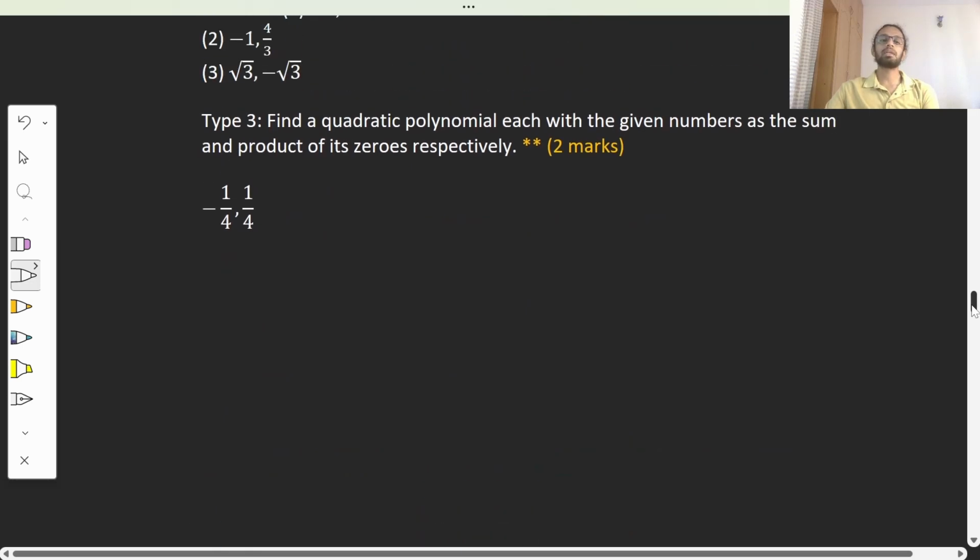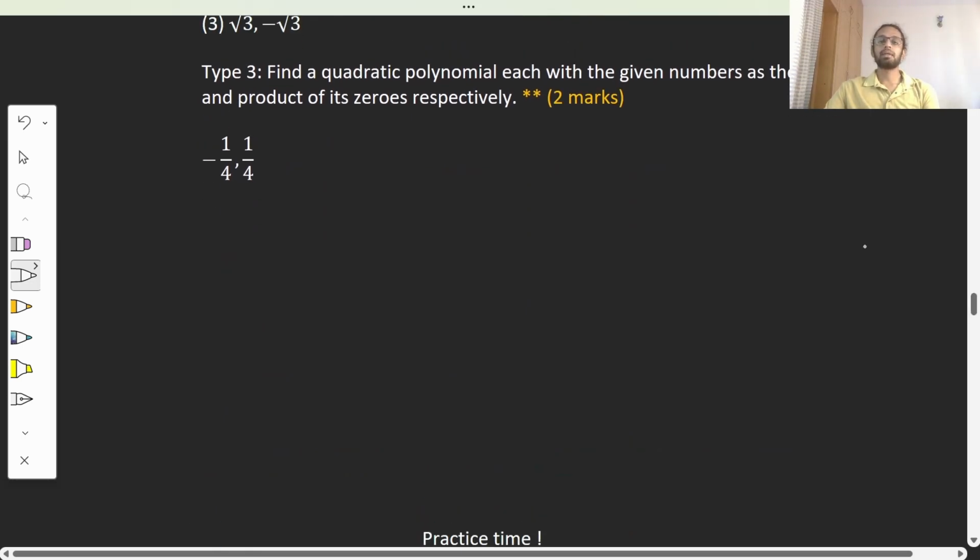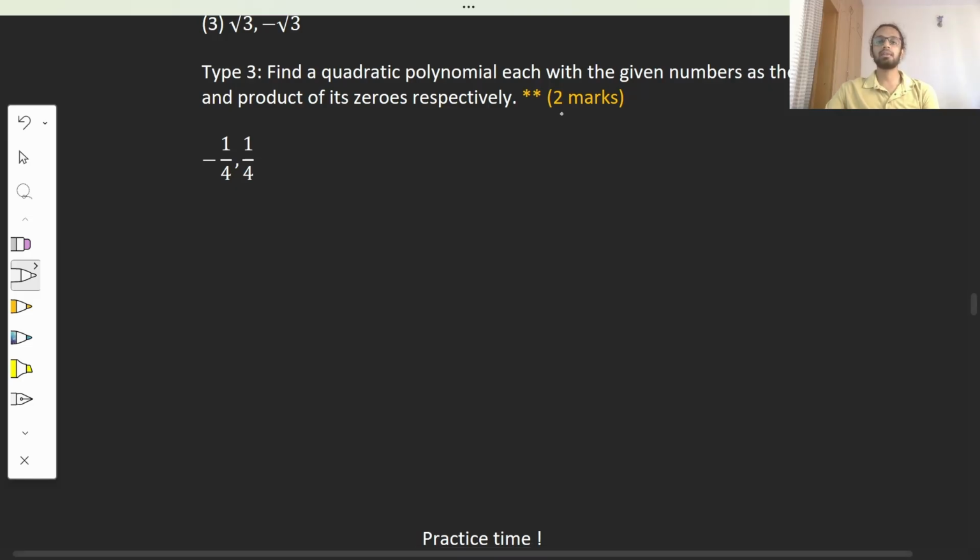So this is the next concept, that is type 3, and it's of medium importance. As you can see, there are 2 stars and it's a 2 marks question. This is the reverse of type 2, which we just saw, which is basically they would have given the zeros and we need to find the polynomial.